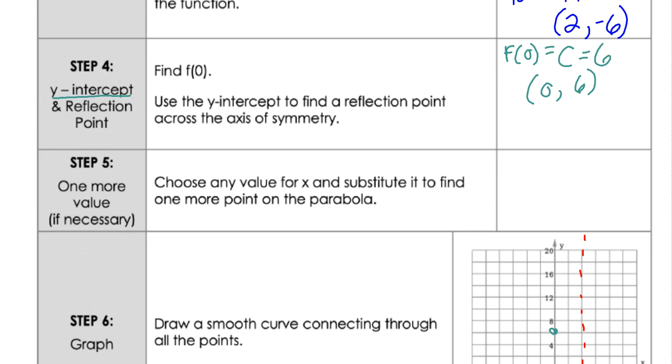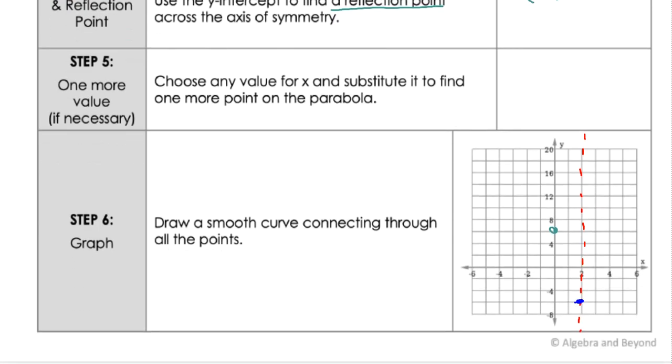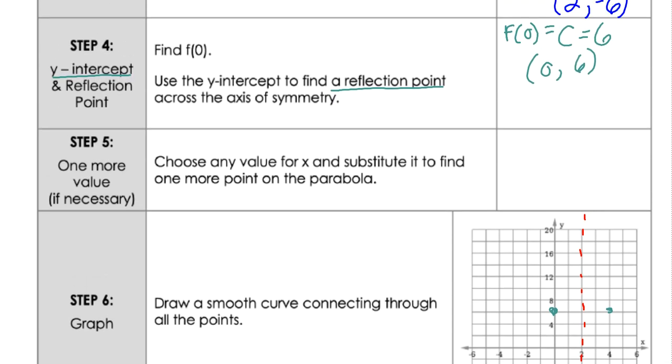Now, as part of that step, I can also take that y-intercept and reflect it across the axis of symmetry to find a point on the other side of the parabola. Since the axis of symmetry cuts our parabola in half, whatever's happening on the left side is also happening on the right side. So I'm going to take that y-intercept that I just drew and reflect it the same distance straight across that axis of symmetry to get another point. That point is at 4, 6.